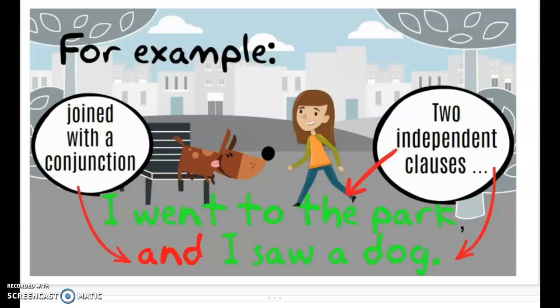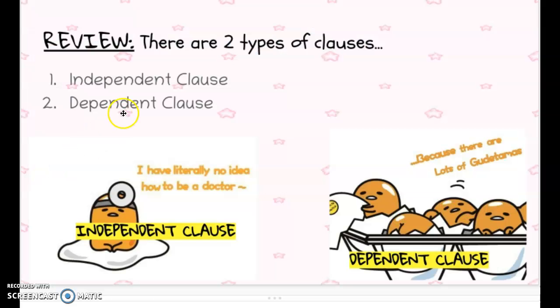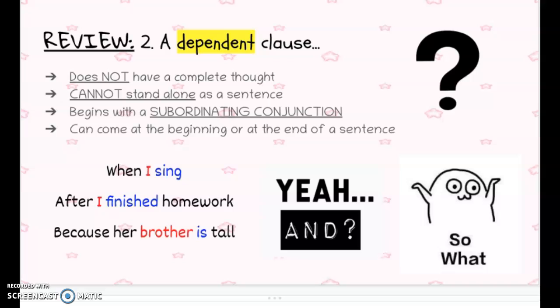Now let's talk about the second type of clause, the dependent clause. The dependent clause, like its name suggests, is dependent. Therefore, it cannot stand alone as a sentence, and it does not have a complete thought. Tell me if these sound like complete thoughts to you. When I sing, after I finish homework, because her brother is tall, kind of makes you wonder, so what? Like, give me more information.